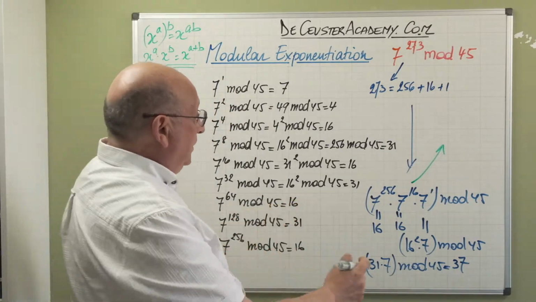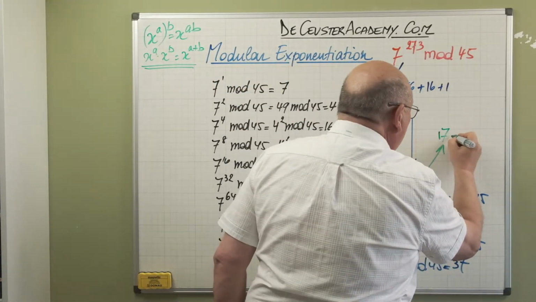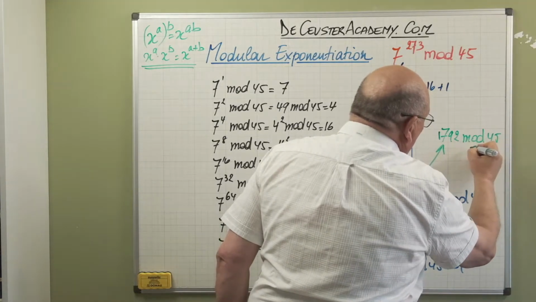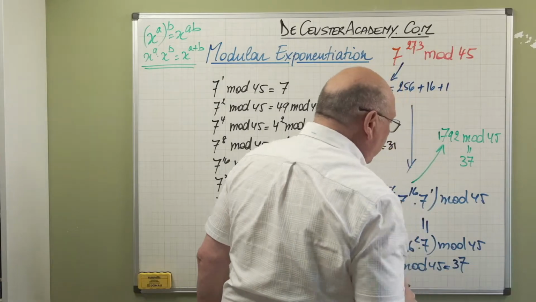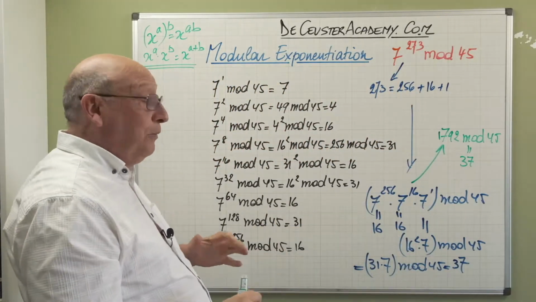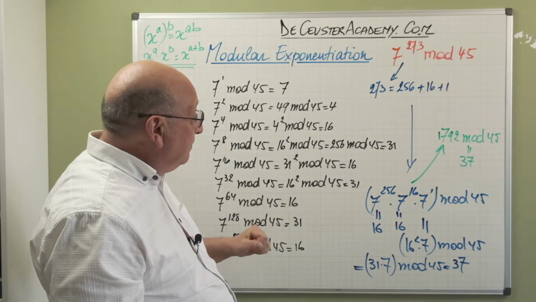And I found a number. This is 1792 modulus 45, which is also equal to 37. So basically what we found here, and sorry for the interruption, I was looking for this number. I don't have the calculator here with me.